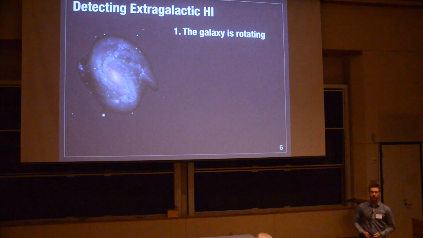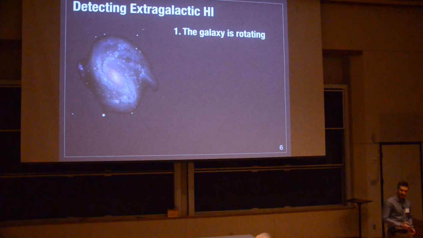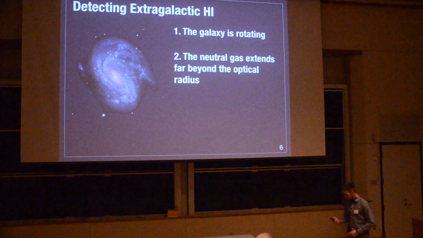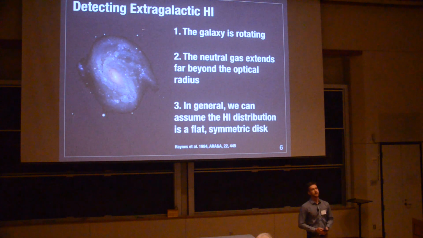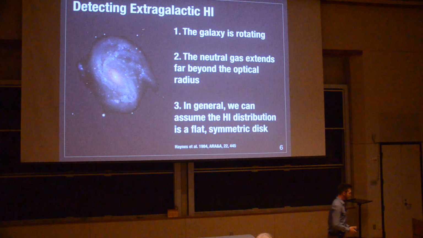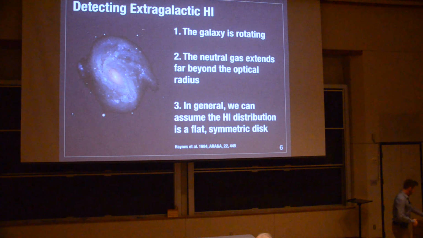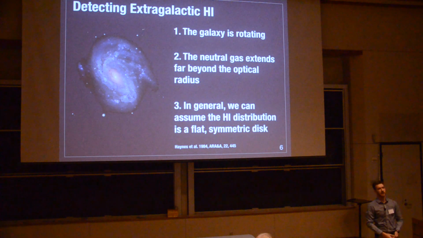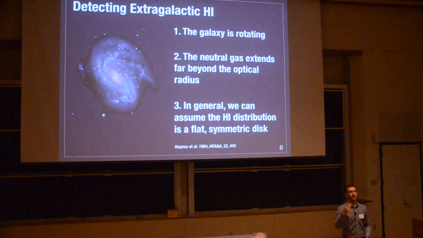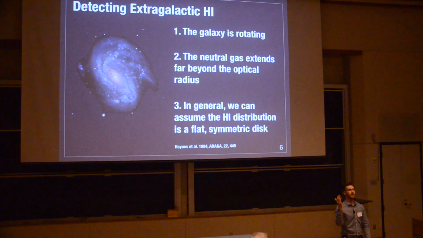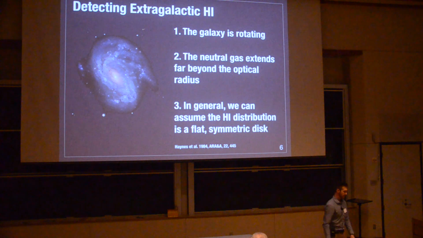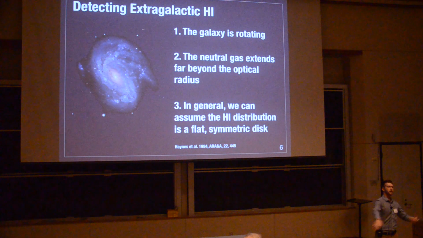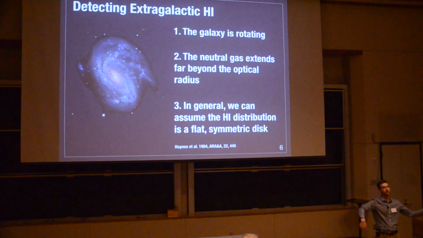One of the things that we can assume is that the galaxy is rotating. Another thing that we can assume is that the neutral gas extends far beyond the optical radius. And the third is that, in general, we can assume that the distribution is in a flat, symmetric disk. And what this all adds up to is you're looking at an object that systemically is moving away from you at some velocity with the expansion of the universe. So the emission line that you get from this 21 centimeter radiation is already going to be redshifted given that velocity. And also you have a thing that covers a lot of space and is also rotating. So you have a very large gradient of motion going around just due to its rotation.